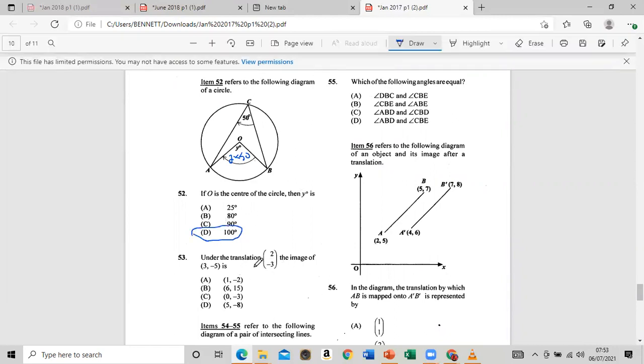Alright. 53 now. When a translation of -3 is applied, the image of 3, 5. Just add them, guys. It's not hard. Turn both of them into a column and just add them. So 2 plus 3 is 5, and that gives -3. Are we done? That would be D.